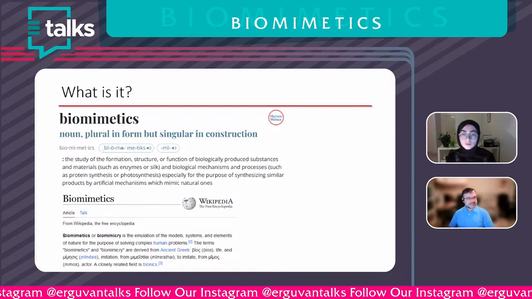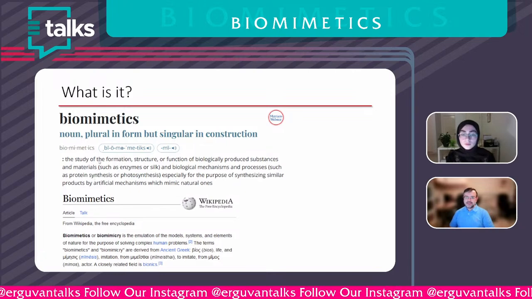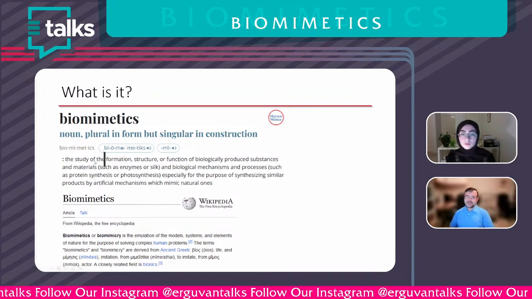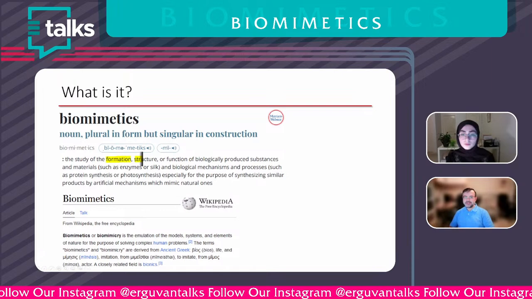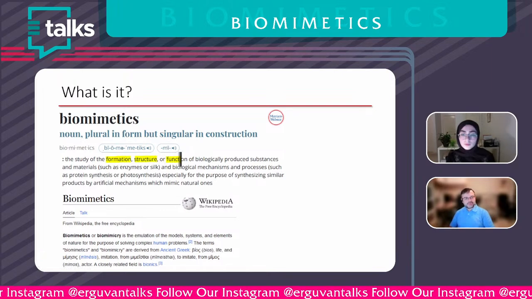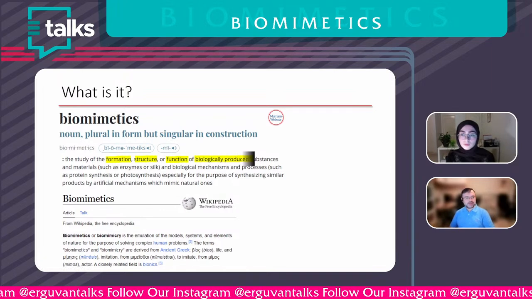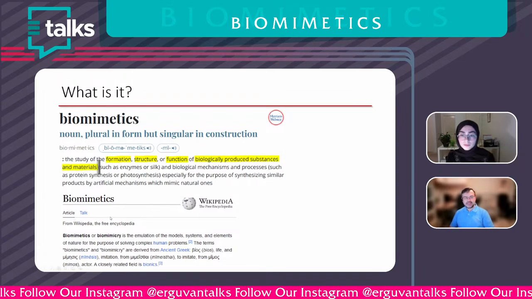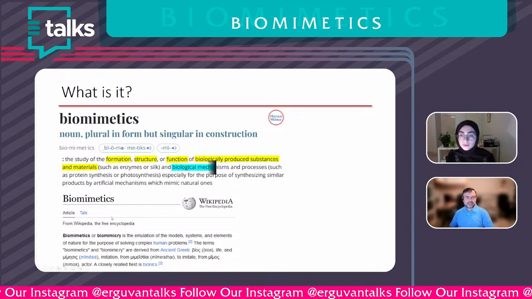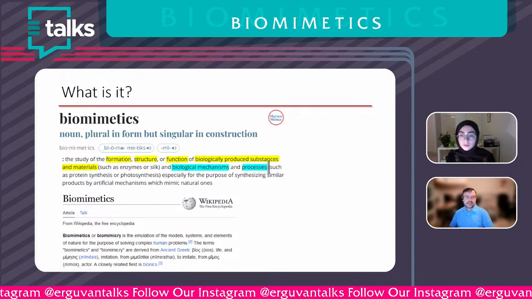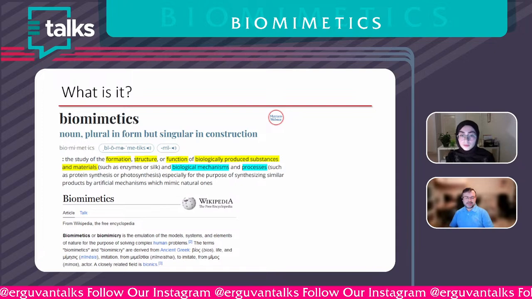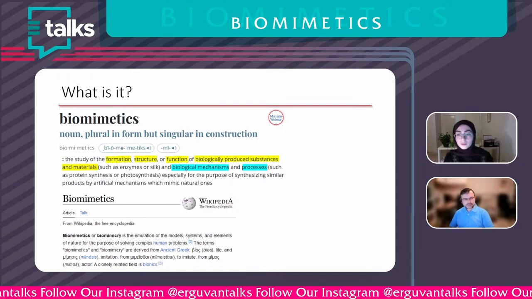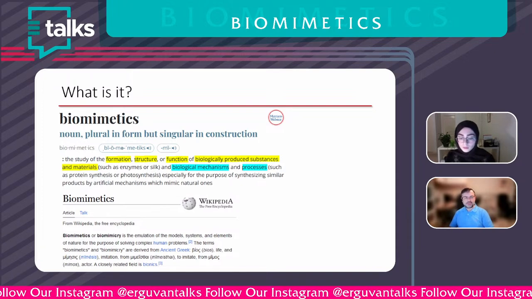Biomimetics, the definition is taken from a dictionary, is the study of formation, structure, or function of biologically produced substances and materials, and also mechanisms and processes, and to use it in engineering and science to replicate using engineering tools, scientific tools.